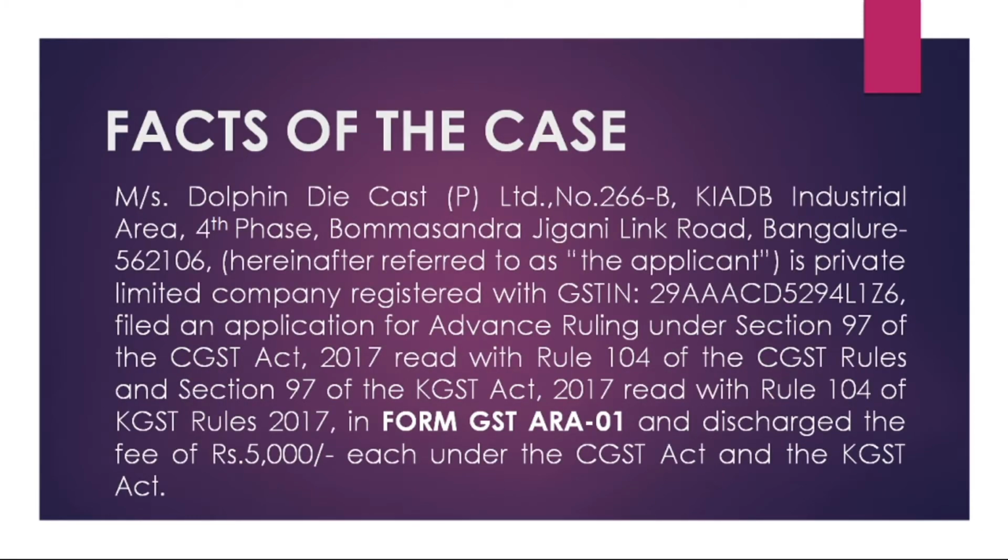Facts of the case were that Messrs. Dolphin Die Cast Private Limited, number 266-B, KIADB Industrial Area, 4th phase, Bomasandra Jigani Link Road, Bengaluru, 562106, hereinafter referred to as the applicant, is a private limited company registered with GST number 29AAACD5294L1Z6, filed an application with Advance Ruling Authority under Section 97 of the CGST Act 2017, read with Rule 104 of CGST Rules and Section 97 of KGST Act 2017, read with Rule 104 of KGST Rules 2017, in form GST ARA 01 and discharged the fee of Rs 5,000 each under CGST Act and KGST Act. That is, total of Rs 10,000 has been paid.